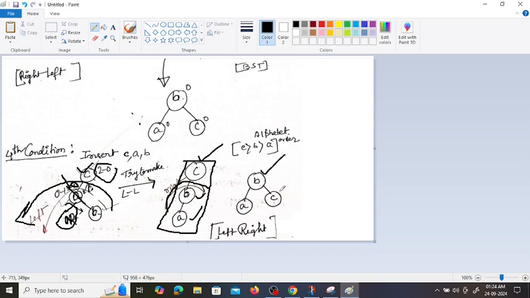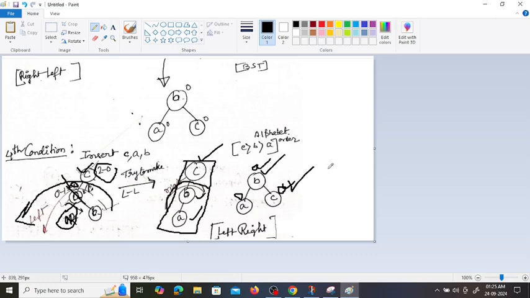A goes to the left side and C to the right side, which follows the BST property, and the balance factor is 0. Left subtree minus right subtree is 0. That means the subtraction of the left subtree and right subtree is 0, so this balance factor is 0, this balance factor is 0, and this balance factor is 0.